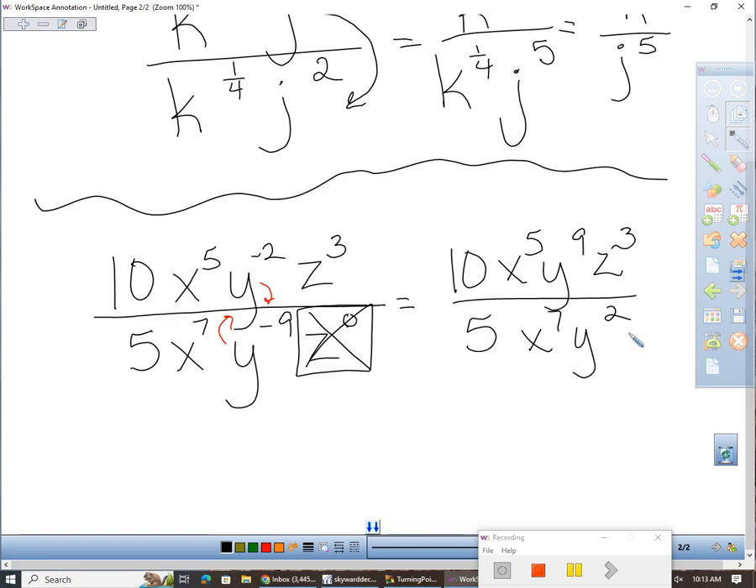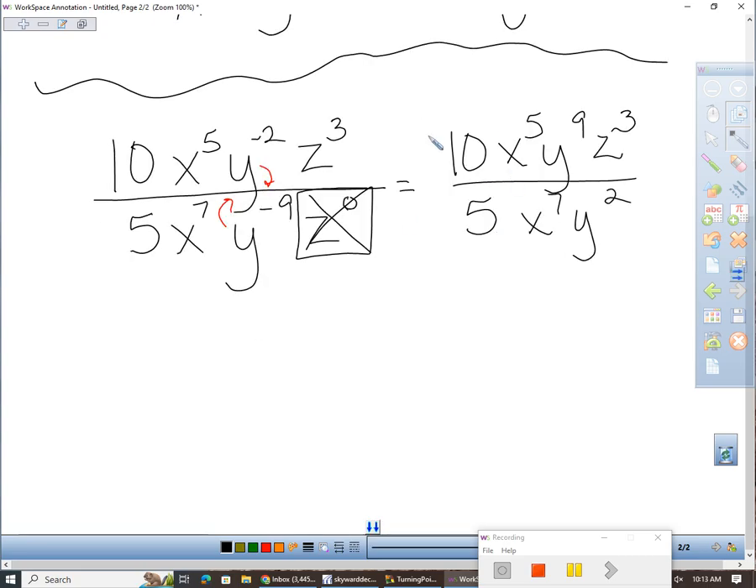Are we all good? Okay, so now we're going to start at the very beginning of our problem with our numbers. 10 over 5 equals what? 2 over 1. All right, I have 2 over 1. We're going to go to our next thing that's the same, which is our x's. Where do we have more x's? On the bottom, so I'll put my x on the bottom. How many more do we have? Excellent, 2.